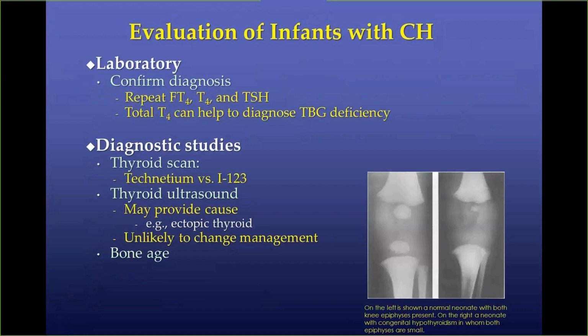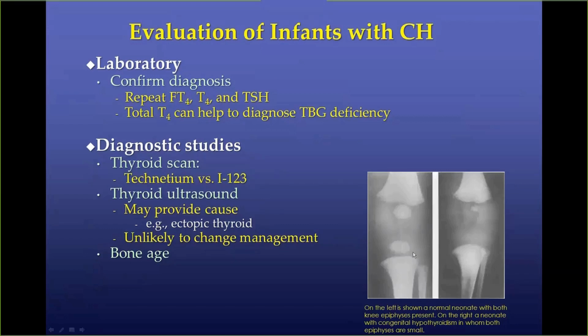Evaluation, again, as I mentioned, we send for free T4 and TSH. Total T4 can help to diagnose TBG deficiency. Sometimes we do imaging studies, including thyroid scan or thyroid ultrasound. As I mentioned, that most likely will not change the management, but it's still good to know if the cause of the congenital hypothyroidism is ectopic thyroid. It's good to know if there is any thyroid tissue when you do the thyroid scan. So that would really be helpful.